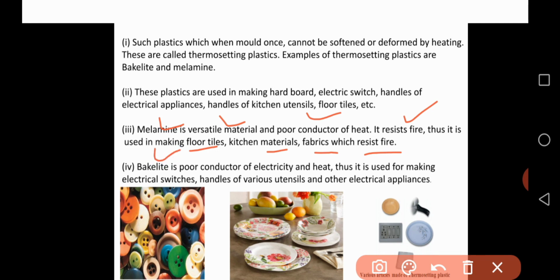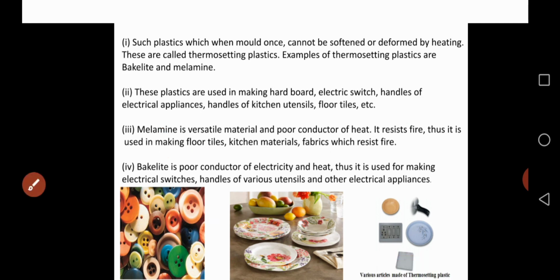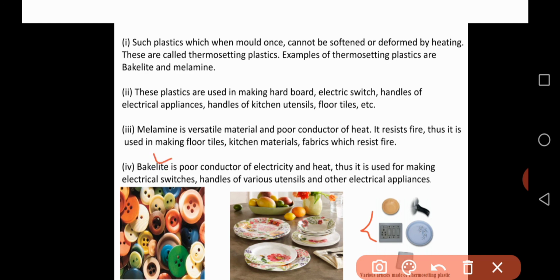Similarly, one more is bakelite. Bakelite is also a poor conductor of electricity and heat. Because of that reason we use this type of plastic in making electric switches. You can observe these electric switches are manufactured using thermosetting plastic, particularly bakelite. It is also used for handles of various utensils and other electrical appliances.